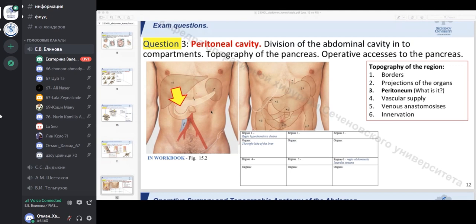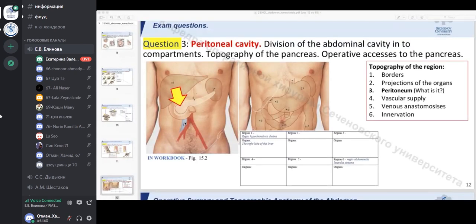The pancreas has a head, body, and tail. The head is located inside the loop of the duodenum. Anteriorly, the stomach is located; posteriorly, the abdominal part of the aorta and the vena cava.